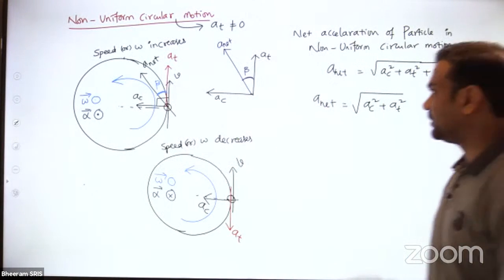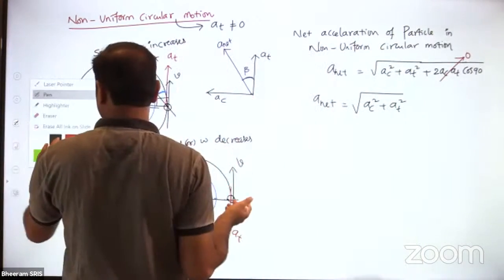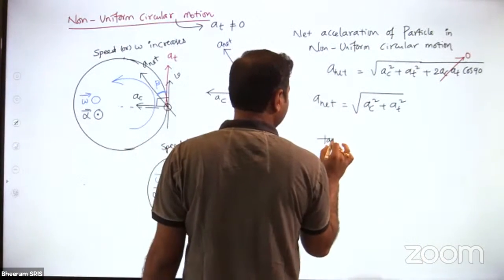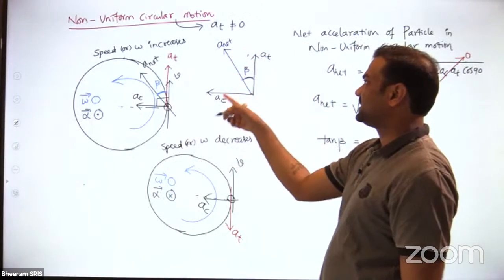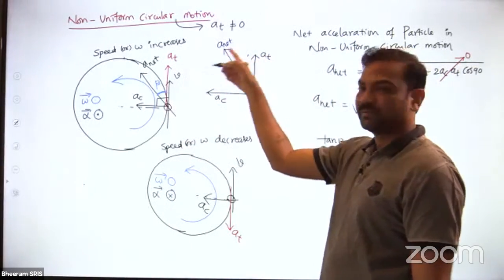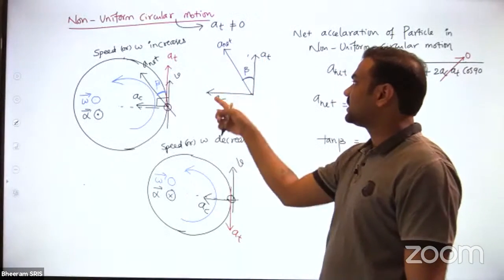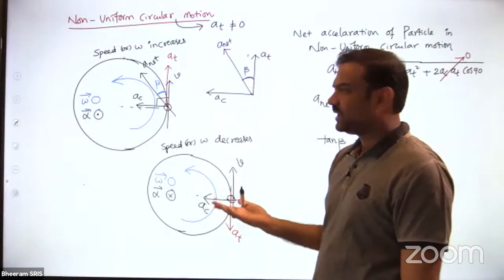What will the beta value become? Beta value resultant only, no? So tan beta is equal to what I can write down? Tan beta will be, opposite side will be AC. Now construct a parallelogram, or you can use the triangle, anything is okay.